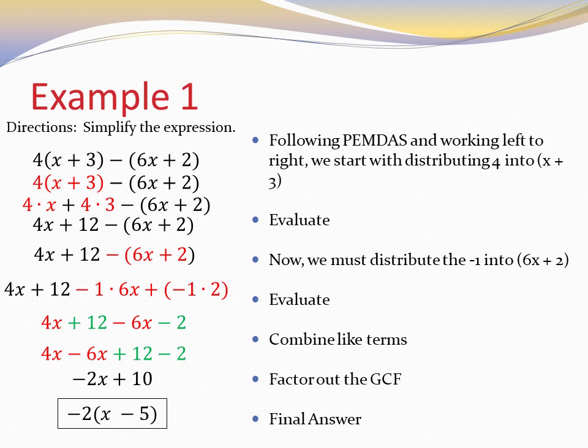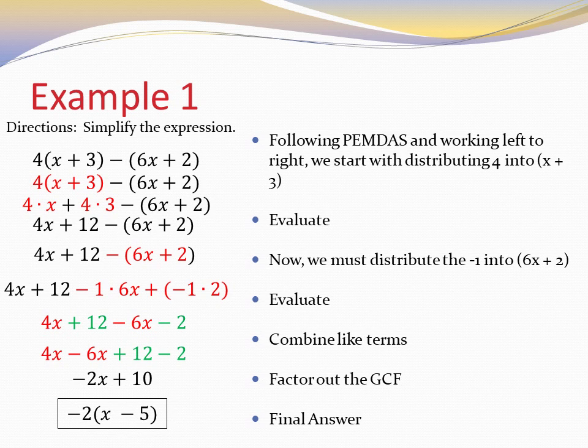So what that means is we take the 4 and we multiply it by the x and we multiply it by the 3. So in the third line down you can see I have 4 times x plus 4 times 3, and then I continue with the rest of the problem, the minus 6x plus 2. In the fourth line down we go ahead and evaluate, so 4 times x is just 4x, and then 4 times 3 is 12.